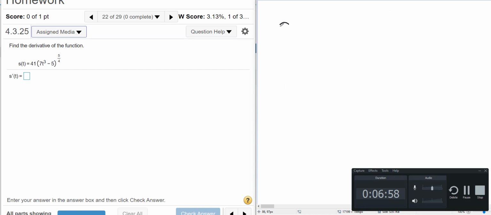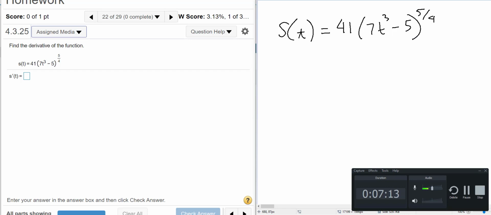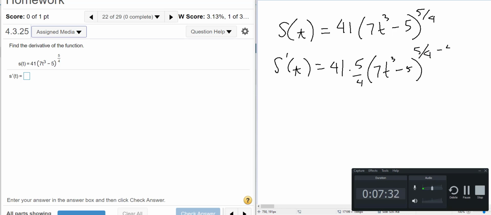So number 22, s of t equals 41 times 7t cubed minus 5 raised to the 5/4. So this time I'm going to use the power rule again, s prime of t, so my 41 constant is there, times the power, 5/4, times the base, 7t cubed minus 5, times the power minus 1. I'm going to go ahead and write that 4 over 4 so that I can do my common denominator, times the derivative of the base, 21t squared.